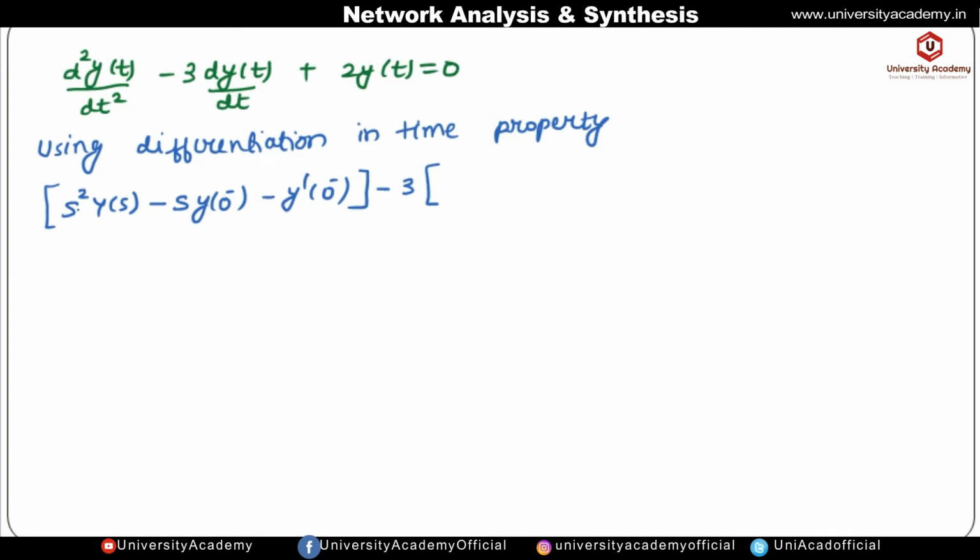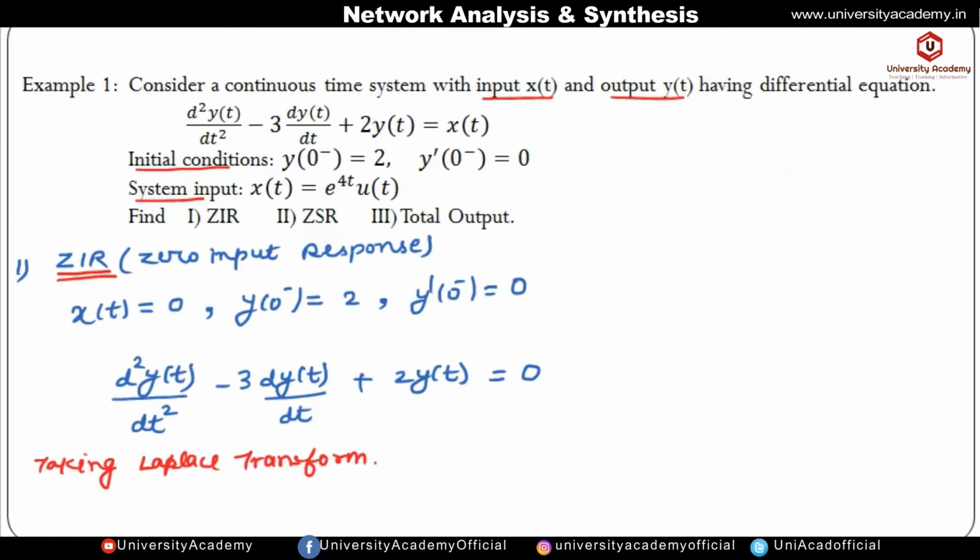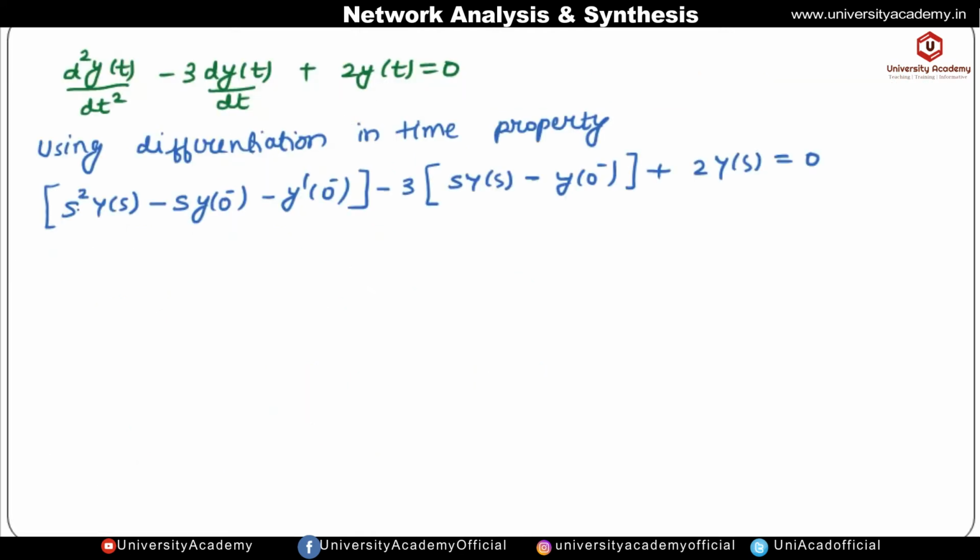This is a first order derivative. Okay, so s power 1 into Y of s, then the power of s decreases, that is s power 0, it is 1 into y of 0 negative. Okay, then 2 and Laplace of y of t is Y of s, it is equal to 0. Now let us substitute the values. So y of 0 negative is given as 2 and y dash of 0 negative is 0. Okay, and similarly here y of 0 negative value is 2.